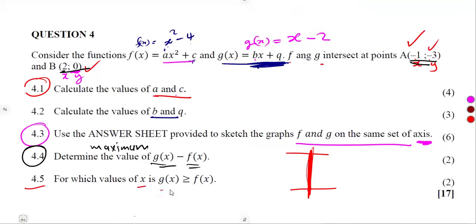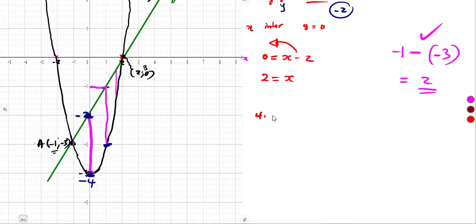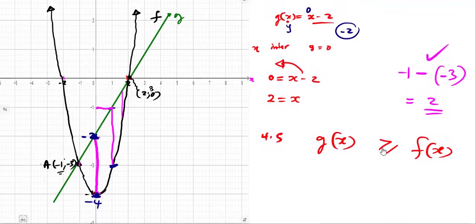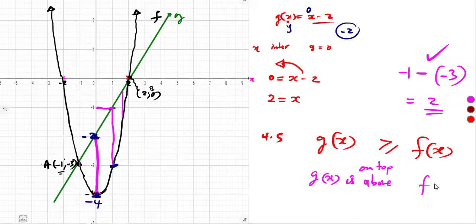For which values of x is g(x) greater than or equal to, take note, greater than or equal to f(x)? g(x) is the one that we are focusing on. g(x) is greater than or equal to f(x). When we have the graphs being drawn like this, where the other graph is greater than another one, it simply means we want a constraint where g(x) is above or is on top of f(x). Where g(x), this one, is the one that is on top of f(x). And that moment, that's the greater than.